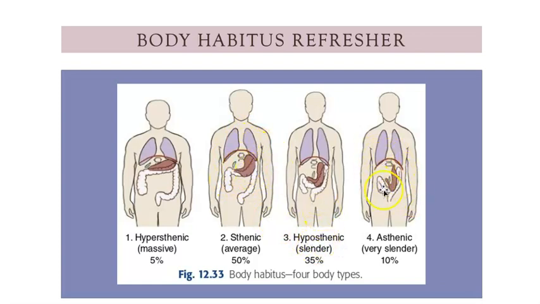Hyposthenic is on the verge of asthenic. These two are closely related. Hyposthenic is a less emphasized, I want to say, body habitus than asthenic. But we can see here the stomach is pretty low. The transverse colon is getting down into the pelvis almost, and the gallbladder is more central. Here we see everything is very central, almost vertical, and low in the pelvis.